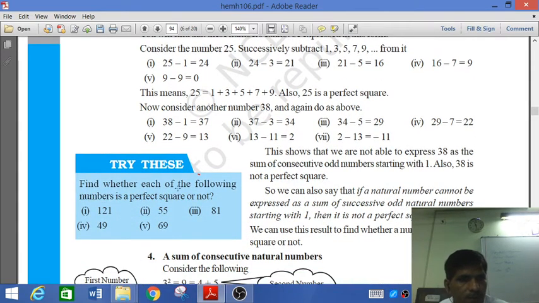Chalo. Find whether which of the following is a perfect square or not. So it is easy. 220, 121, 81, 41. Only 121 and 81 are perfect squares; all others are not. Why? Because you would need 55 and 69.